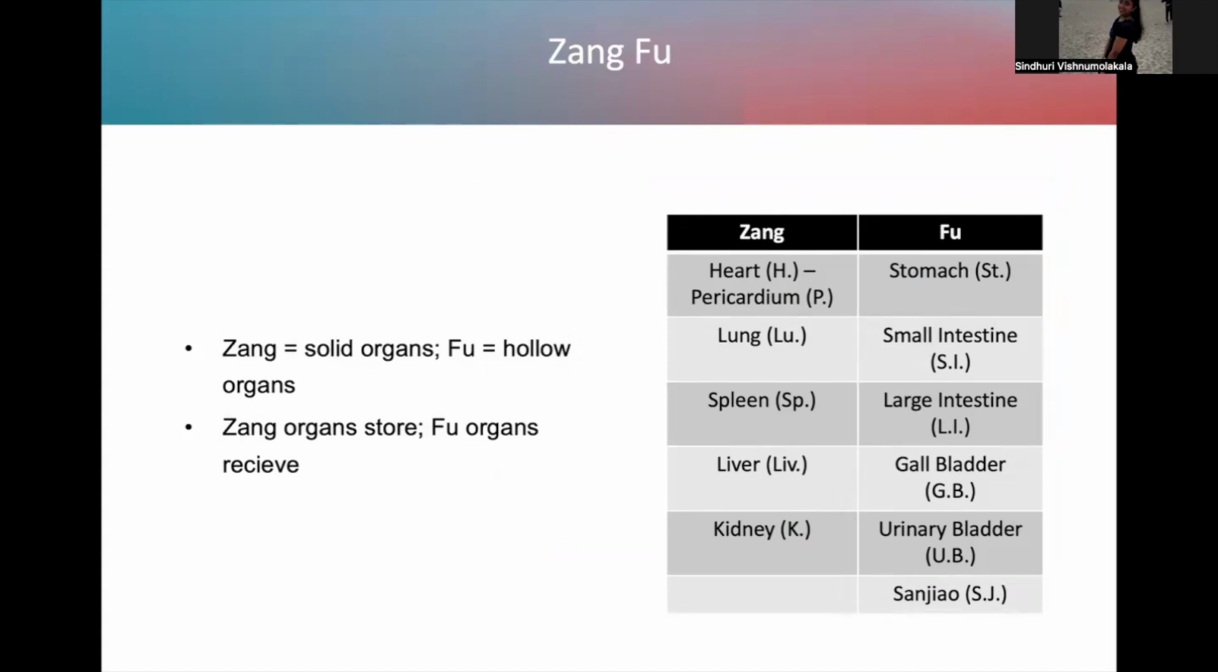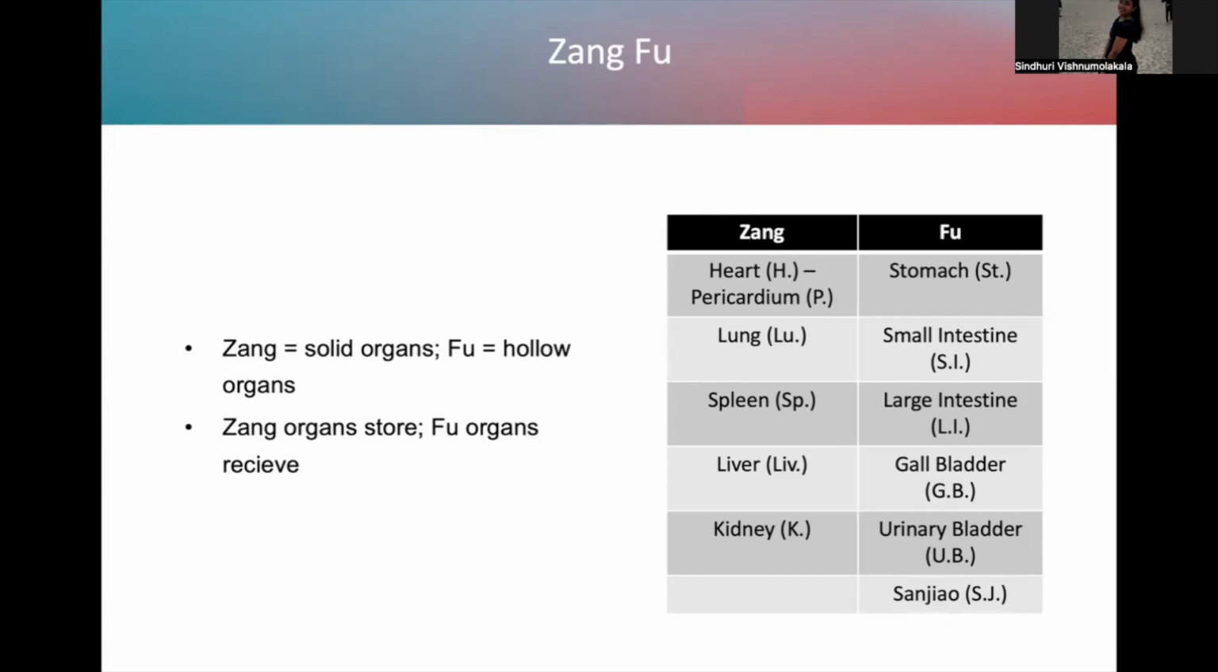Now, what are Zang and Fu? The Zang organs are known as the solid organs and the Fu organs are the hollow organs. So the Zang organs store energy whereas the Fu organs receive energy. Again, the Zang denotes the yin organs and the Fu denotes the yang organs. So, the Zang consists of 5 and the Fu consists of 6.